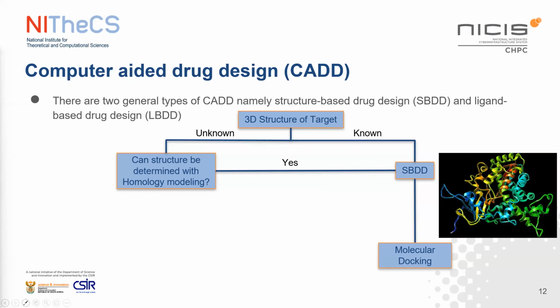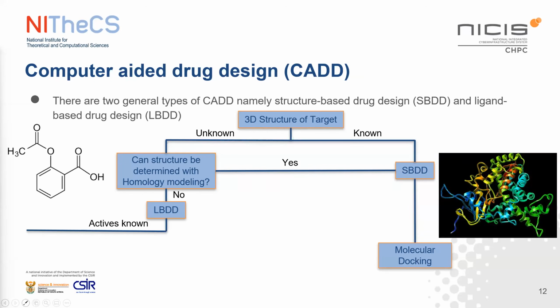Right, then the thing is, that's not always the case, right? There are structures which you don't know at all. So if you cannot use homology modeling to build the 3D structure, you're going to have to go with what's called ligand-based drug design. In ligand-based drug design, there are two different approaches.